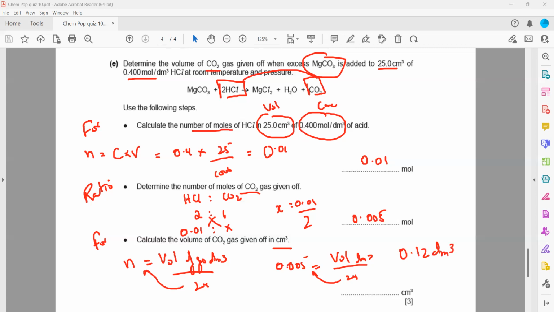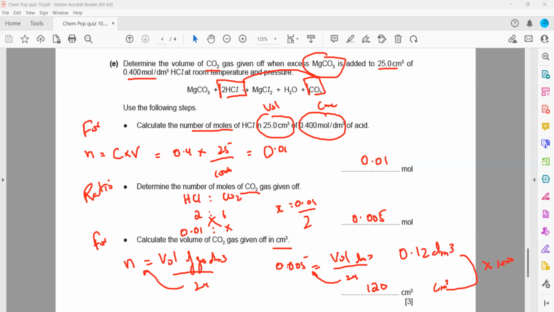But that is in dm³. The question is, we have to find it in cm³. So to convert dm³ into cm³, we multiply by 1000. So it will make 120 cm³. So that is the volume of the carbon dioxide in cm³ which we collect in this reaction.